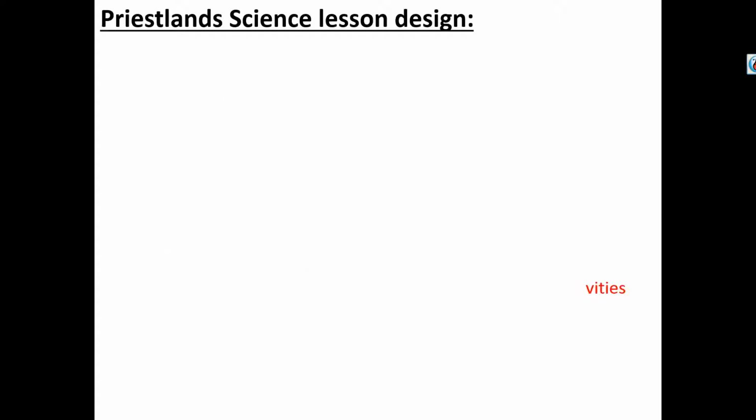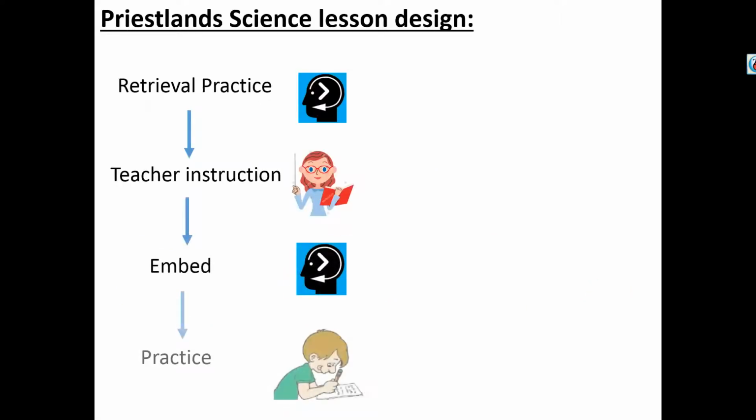You can do this. So the lesson design, same as always: a bit of retrieval on previous topics, a bit of teacher instruction for me under the camera. Today we're going to look at the energy equation involving mass and specific latent heat. Then we're going to do a couple of worked examples and then drill to embed the knowledge, and then you have a chance to practice later. Don't forget at any point during the video, if you need to pause it, please do so, and then write your notes.